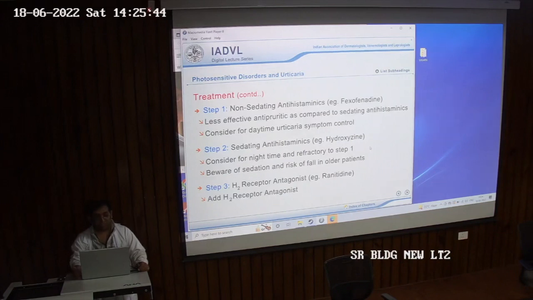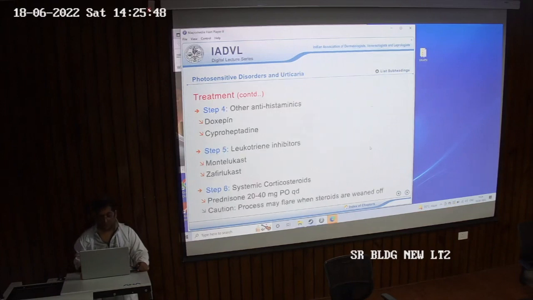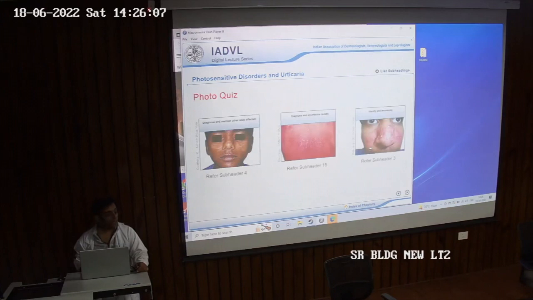Step 3: add H2 receptor antagonist. Then other antihistaminics such as doxepin and cyproheptadine, leukotriene inhibitors, montelukast and zafirlukast, and systemic corticosteroids, prednisolone 20 to 40 mg PO. Then caution, the urticaria may flare when steroids are weaned off. Thank you.